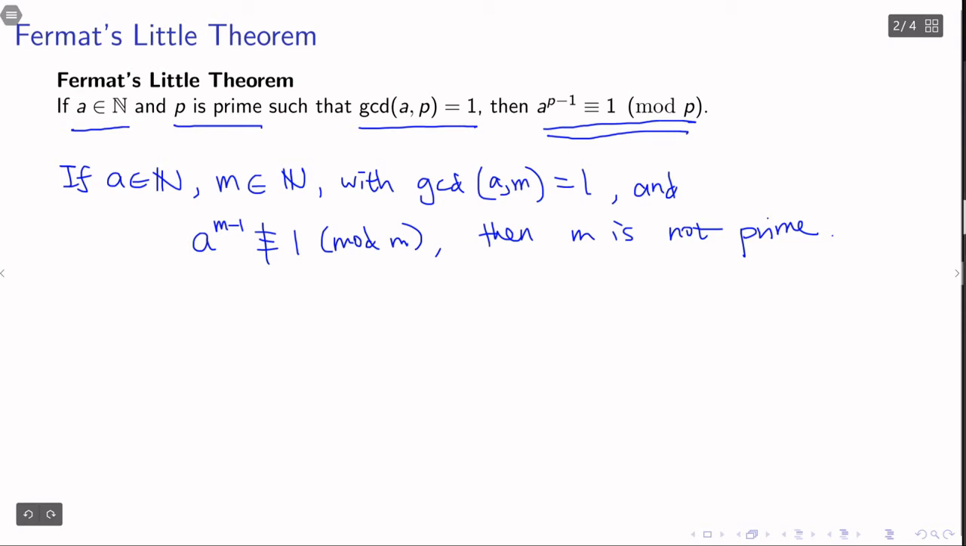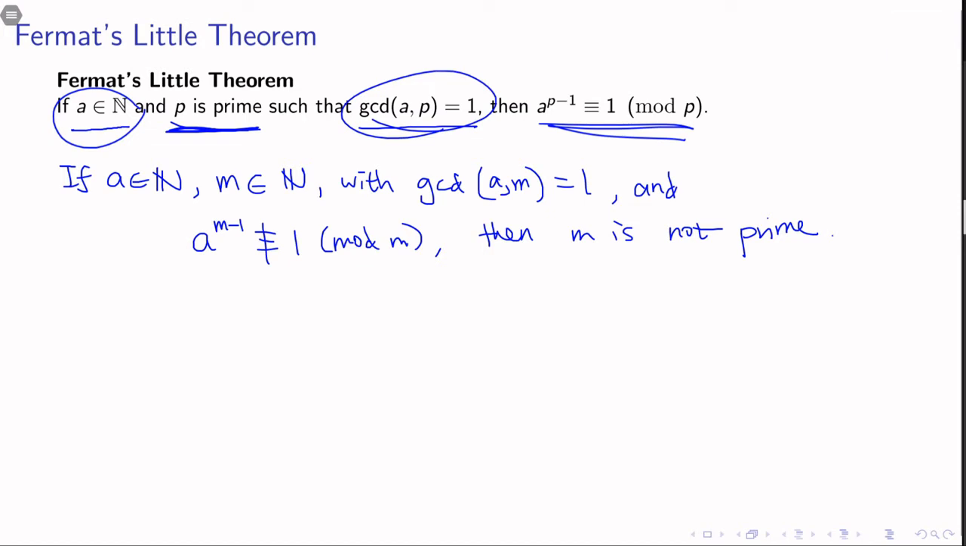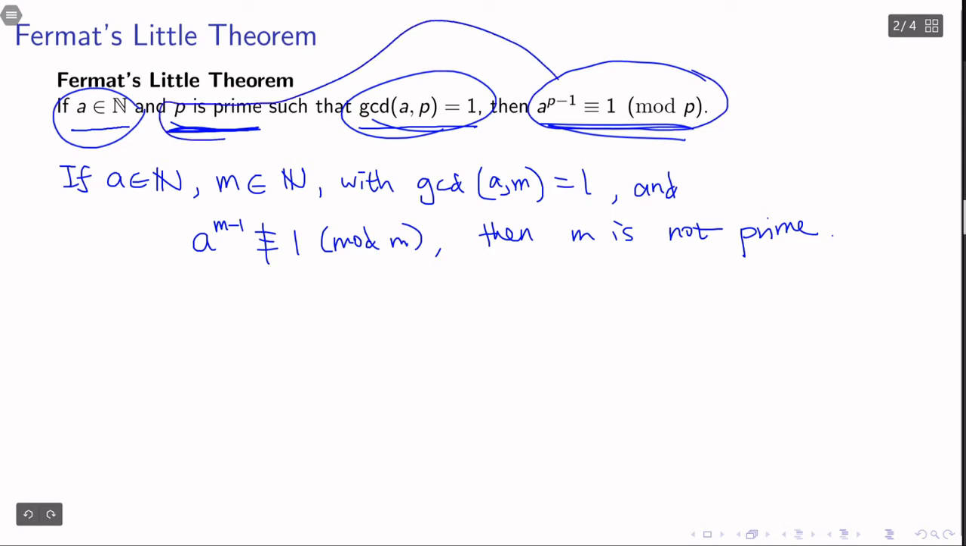So you see what's happening here. This is what we basically negated. You can think of that as the contrapositive of Fermat's theorem. When these two assumptions hold, that A is a natural number and they're co-prime, that the conclusion of Fermat's theorem doesn't hold tells you that P couldn't have been prime in the first place. That's why we're using M here, to just talk about the general scenario.